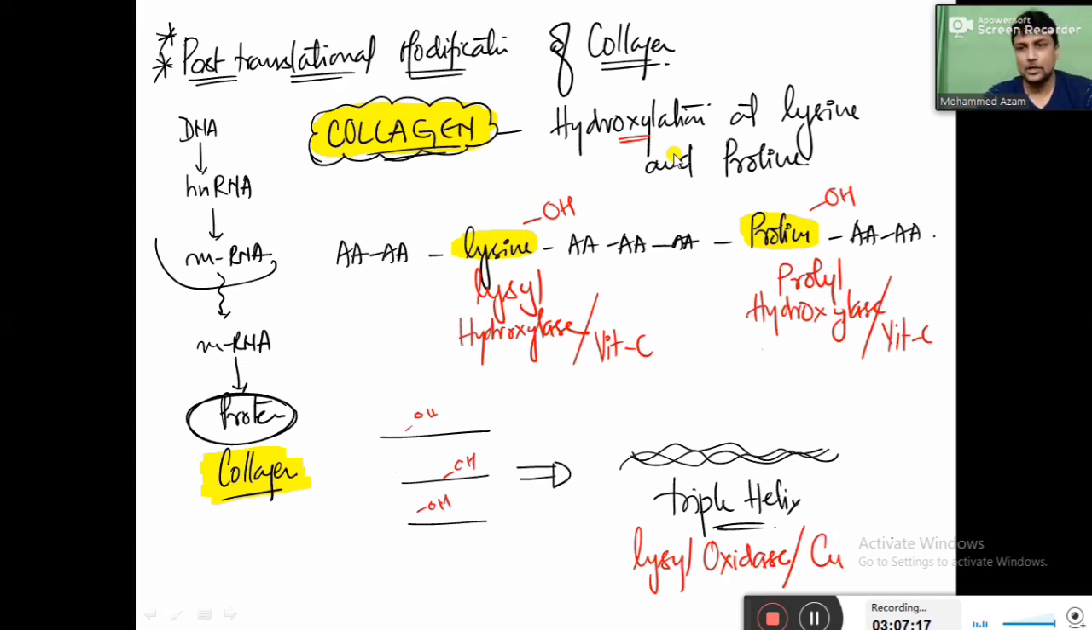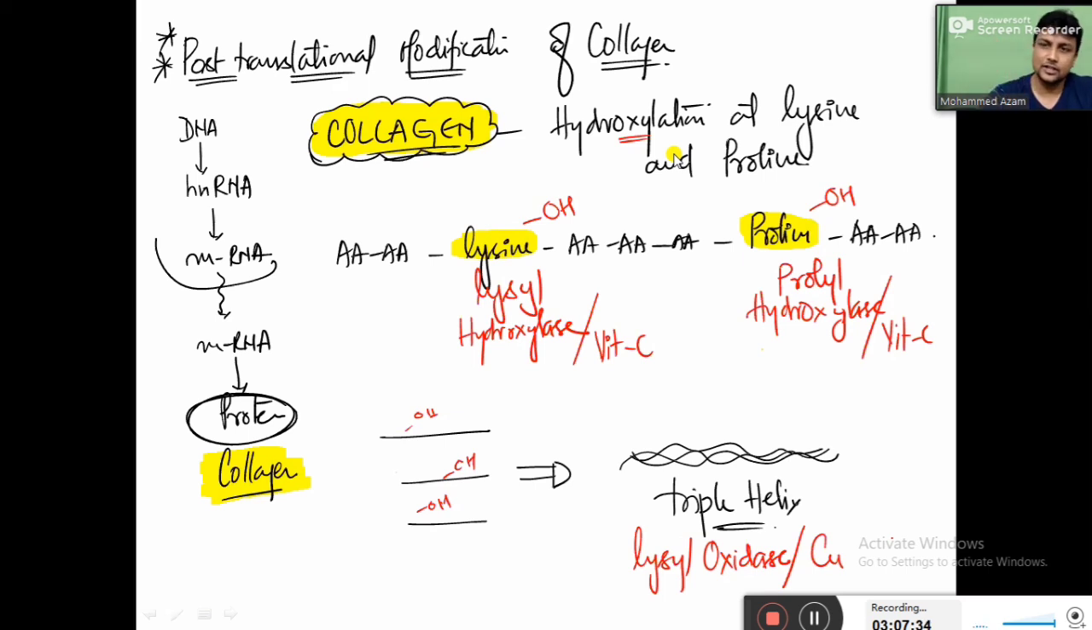This enzyme requires what, sir? Copper. Copper चाहिए उसके लिए. ठीक है जी. तो कोलाजन पहले एक चेन बनाओ, फिर उस चेन के ऊपर OH ग्रुप ऐड करो, and after adding the OH groups in that, make a triple helix of that. And triple helix is formed by lysyl oxidase.